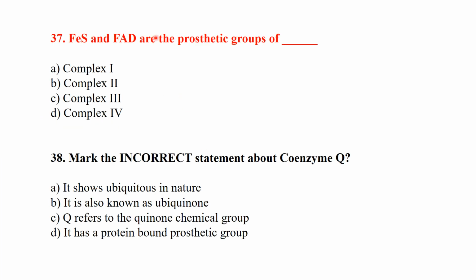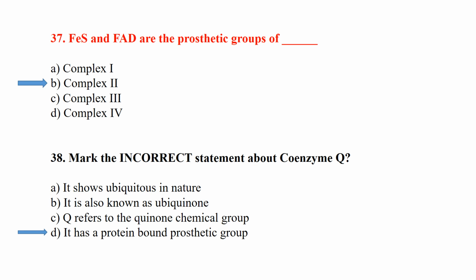FeS and FAD are the prosthetic groups of complex 2 of electron transport chain. Mark the incorrect statement about the coenzyme Q. Coenzyme Q इसमें से जो ऑप्शन नंबर डी है, it has a protein bound prosthetic group, ये ऑप्शन ठीक नहीं है क्योंकि कोएंजाइम जो क्यू है ये एंजाइम तो नहीं है, इसको किसी किस्म की कोई प्रोस्थेटिक ग्रुप की जरूरत नहीं है.